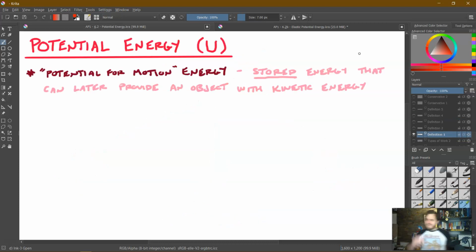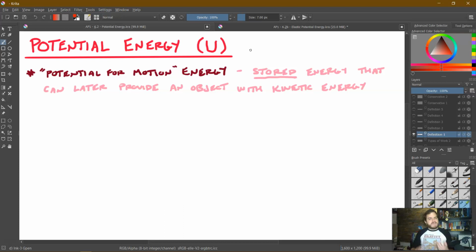So before focusing specifically on gravitational potential energy, let's look at potential energy as a whole, which we're always going to be abbreviating with a capital U. Now, that potential really stands for potential for motion energy. That potential energy is stored and can later provide an object with kinetic energy. That potential energy can become kinetic energy.